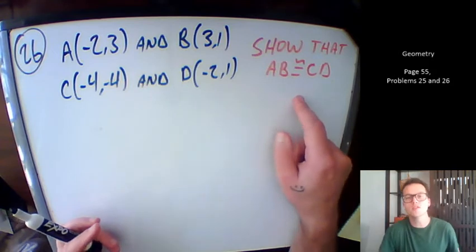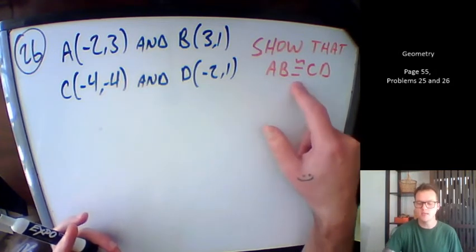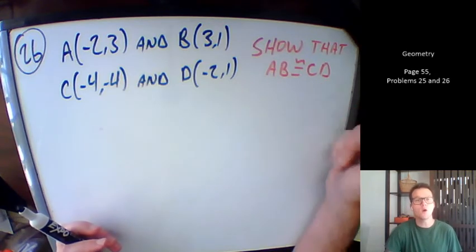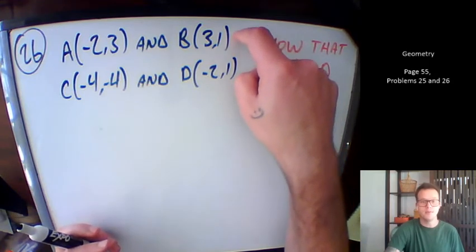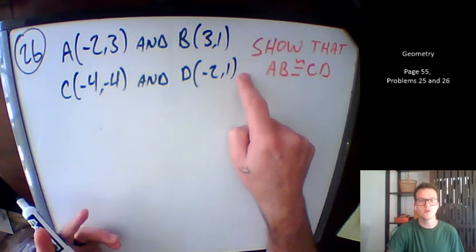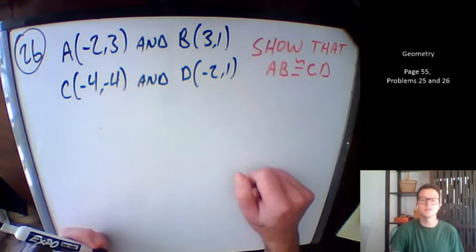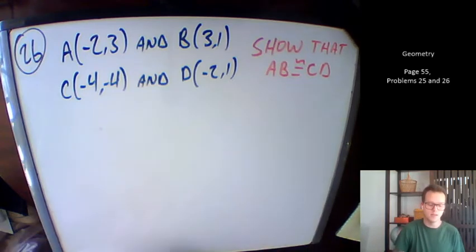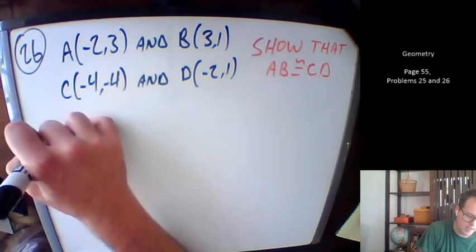Our goal, our mission, our aim for this particular problem is to show that segment AB is congruent to CD. That means they have the exact same length. So all we're going to do here is use the distance formula with these 2 points, AB, and then a second time, we'll use the distance formula with these points, CD, and if they have the same length, then the segments are congruent. If they have different lengths, the segments are not congruent. Let's see what happens.